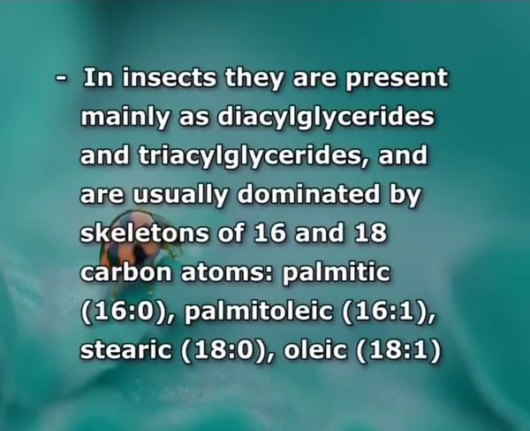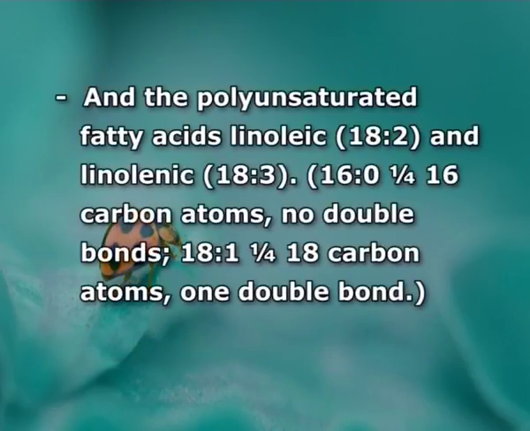carbon atoms: palmitic 16:0, palmitoleic 16:1, stearic 18:0, oleic 18:1, and the polyunsaturated fatty acids linoleic 18:2 and linolenic 18:3. 16:0 is about a quarter of the fatty acids, with 16 carbon atoms and no double bonds, and 18:1 is about a quarter, with 18 carbon atoms and one double bond. There is, however, great variation.